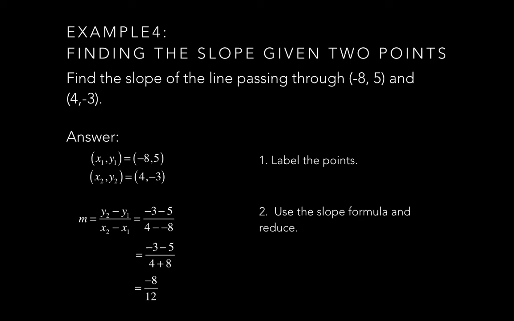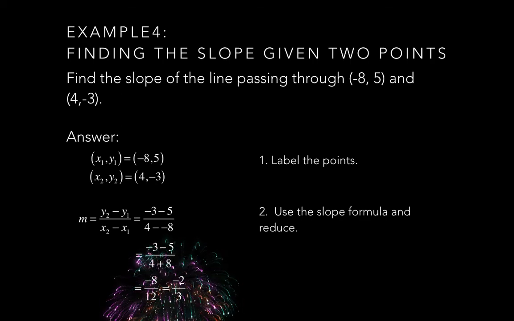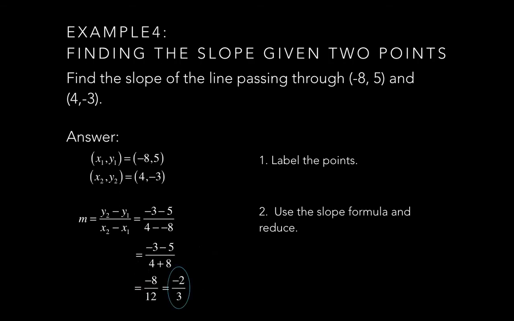But both those numbers are even. They can be reduced. If you divide each of them by 4, that would give you negative 2 over 3. So your slope is negative 2 over 3.